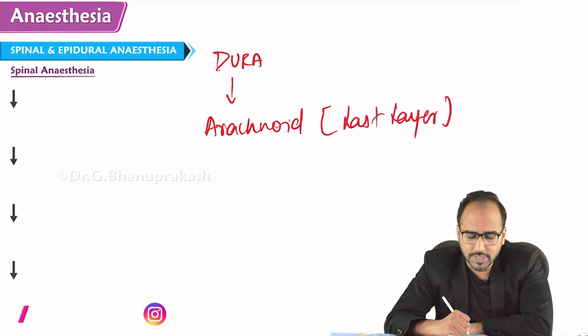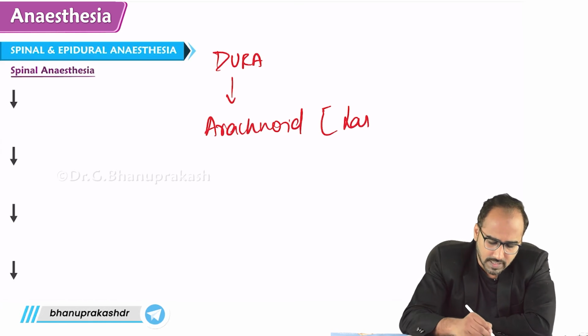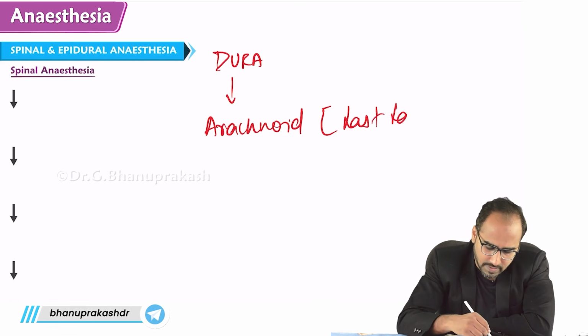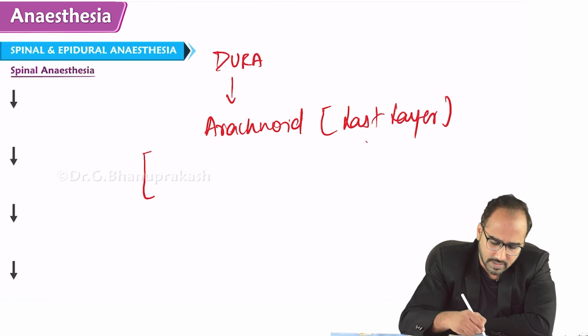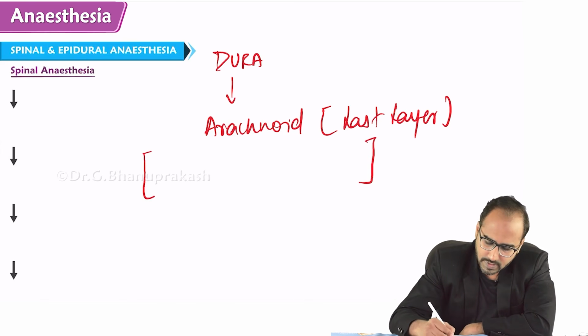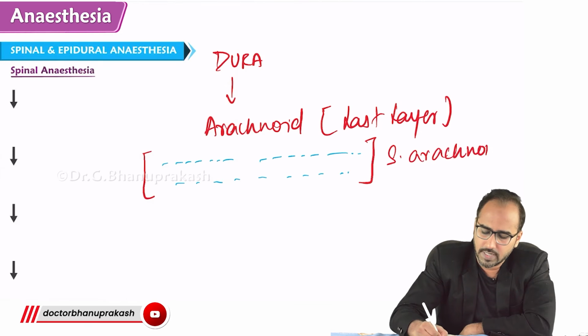Arachnoid. Once you puncture the arachnoid, you will be in a space called the subarachnoid space. What does the subarachnoid space have? This subarachnoid space has the C of CSF. This is the subarachnoid space that has the CSF.